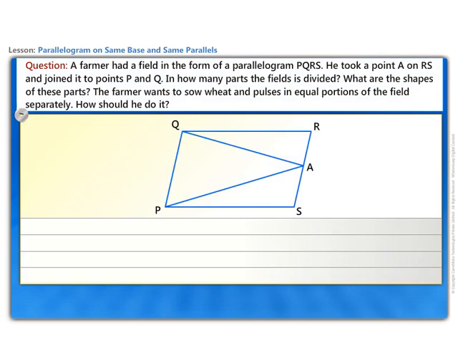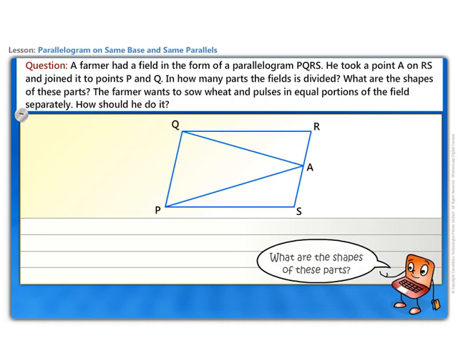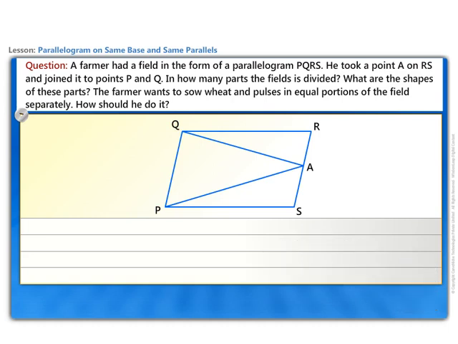A farmer had a field in the form of a parallelogram PQRS. He took a point A on RS and joined it to points P and Q. Can you count the number of parts the field is divided into? What are the shapes of these parts? From the figure, it can be observed that point A divides the field into three parts, which are triangular in shape, namely triangle PSA, PAQ, and QRA.